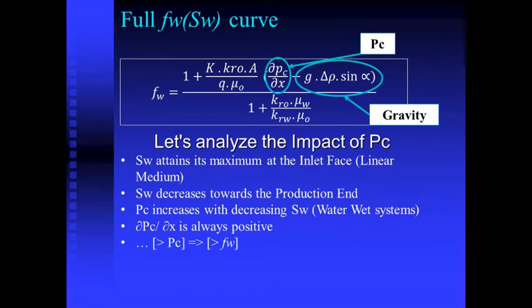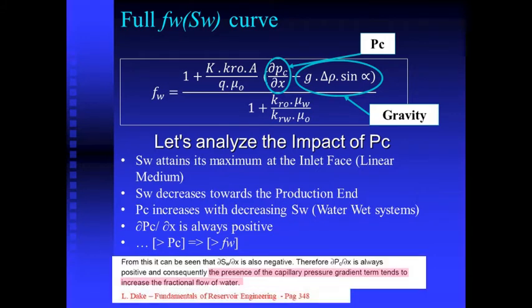In this way, when analyzing the complete equation, it appears, mathematically, that, as the capillary pressure of the system increases, the fractional flow of water increases. In fact, this conclusion is reached by many reservoir engineers when analyzing the generalized fractional flow curve. As an example, the phrase we are looking at is taken from Laurie Dake's first book on reservoir engineering.